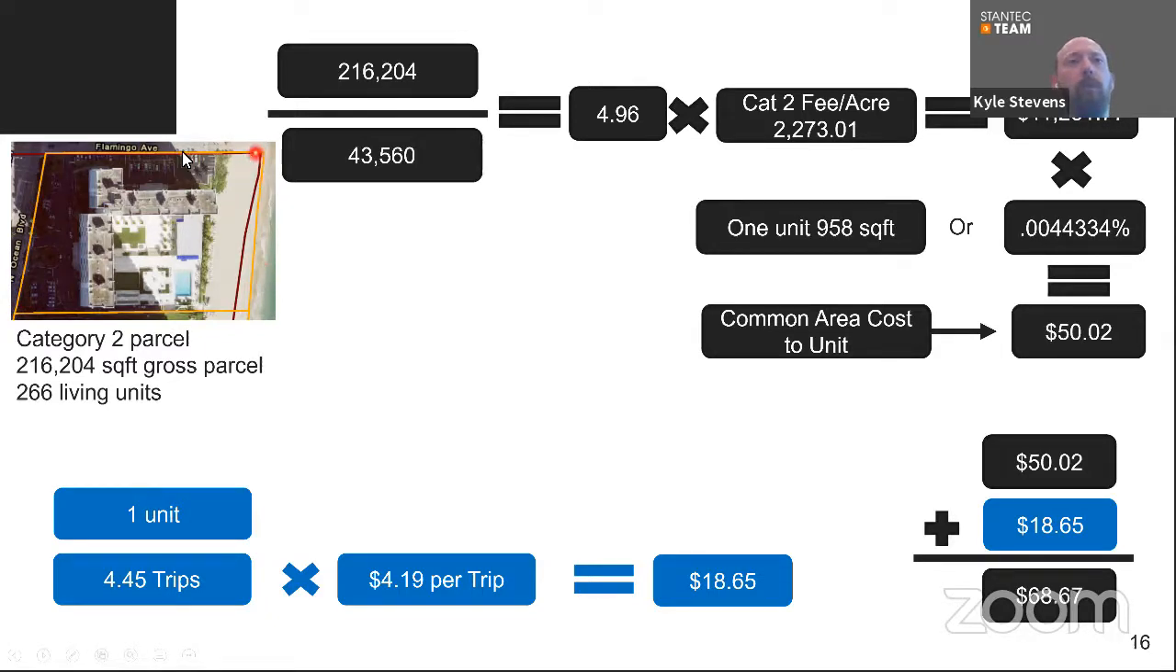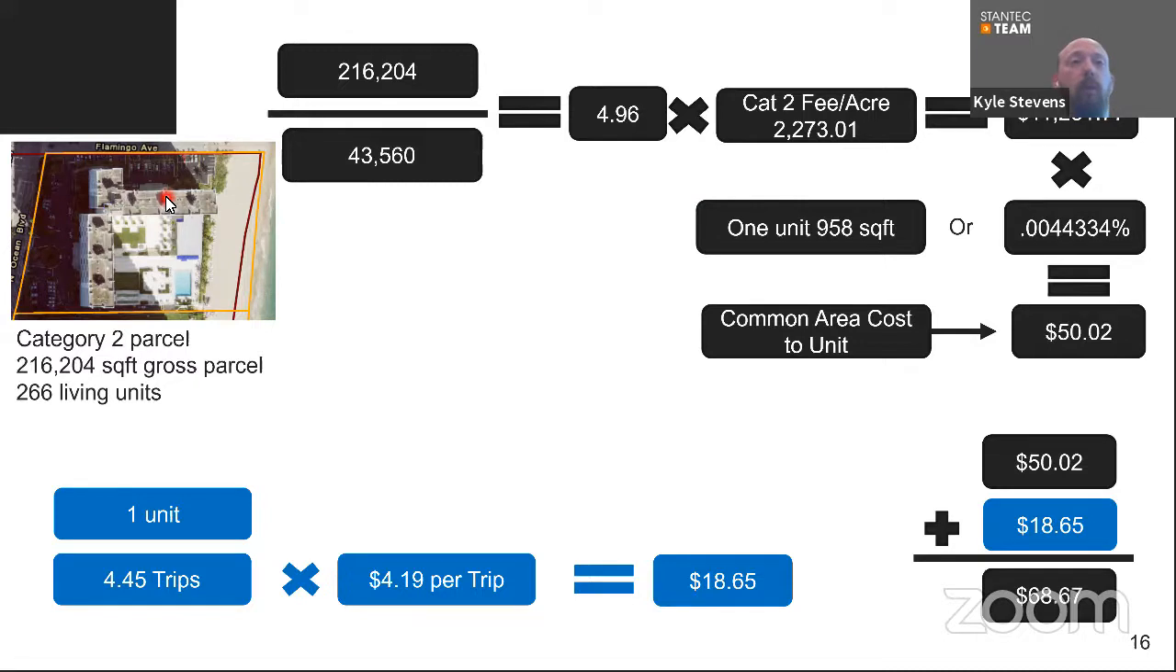So the first part of it is really based on the overall gross area of the parcel, that 216,000, but then we need to convert it to acreage using the acreage conversion factor of 43,560 feet, which gives us about 4.96 acres. We then multiply that by the fee per acre for a Category 2 improved parcel. And that comes up with, for the entire parcel, a fee on an annual basis of $11,281.77.